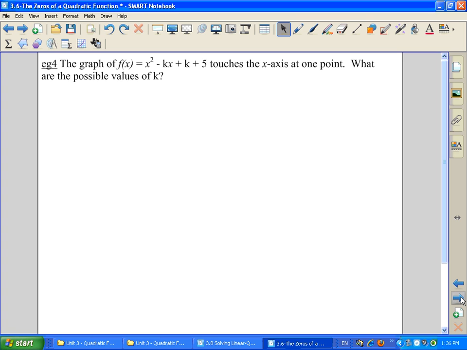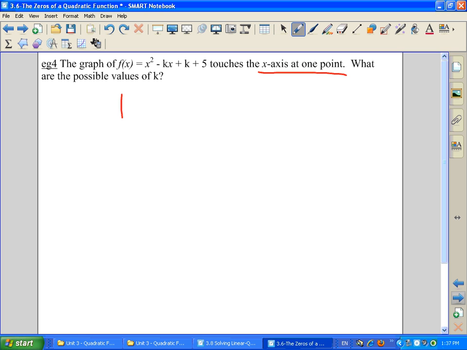Okay, example 4. The graph of f at x equals x squared minus kx plus k plus 5 touches the x-axis at one point. What are the possible values of k? So the first thing that's important to realize is that we don't have k in one spot, we got k in two spots. Okay, let's just start with making a look at our discriminant. It says that it touches the x-axis at one point. So what does that mean?